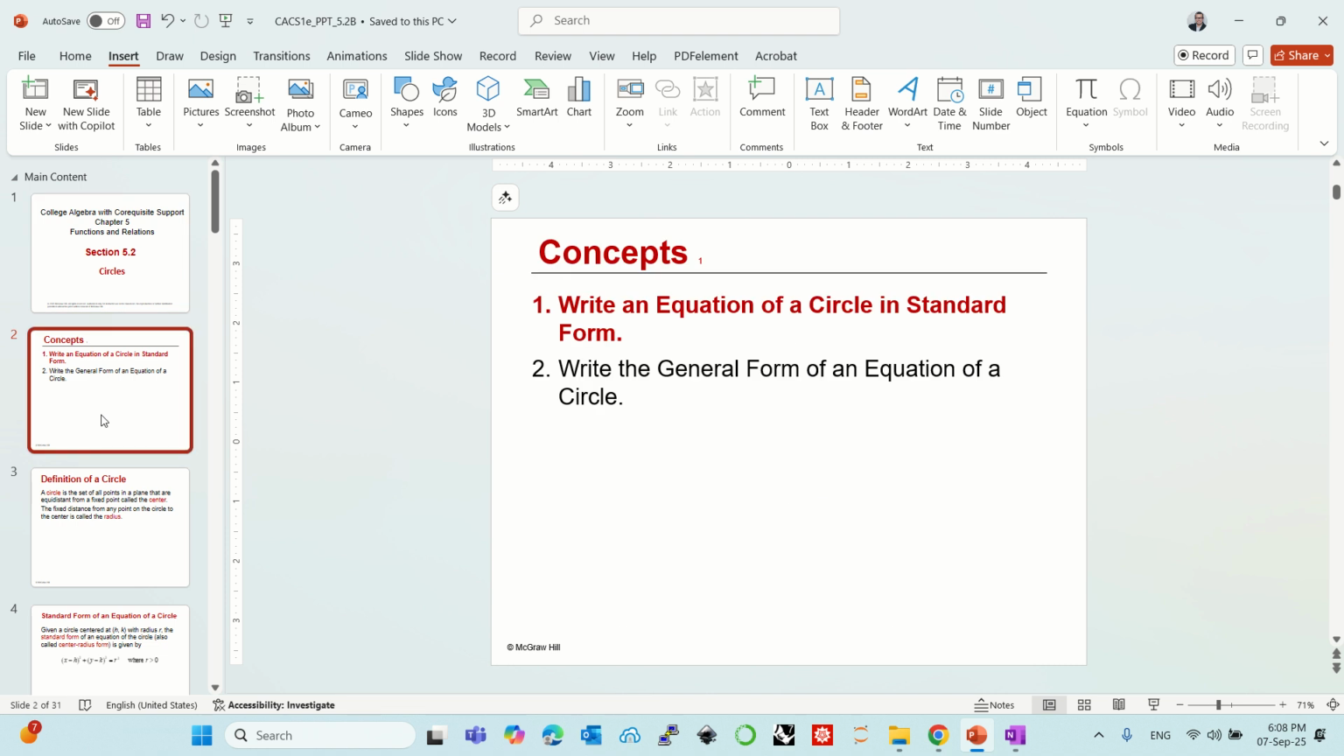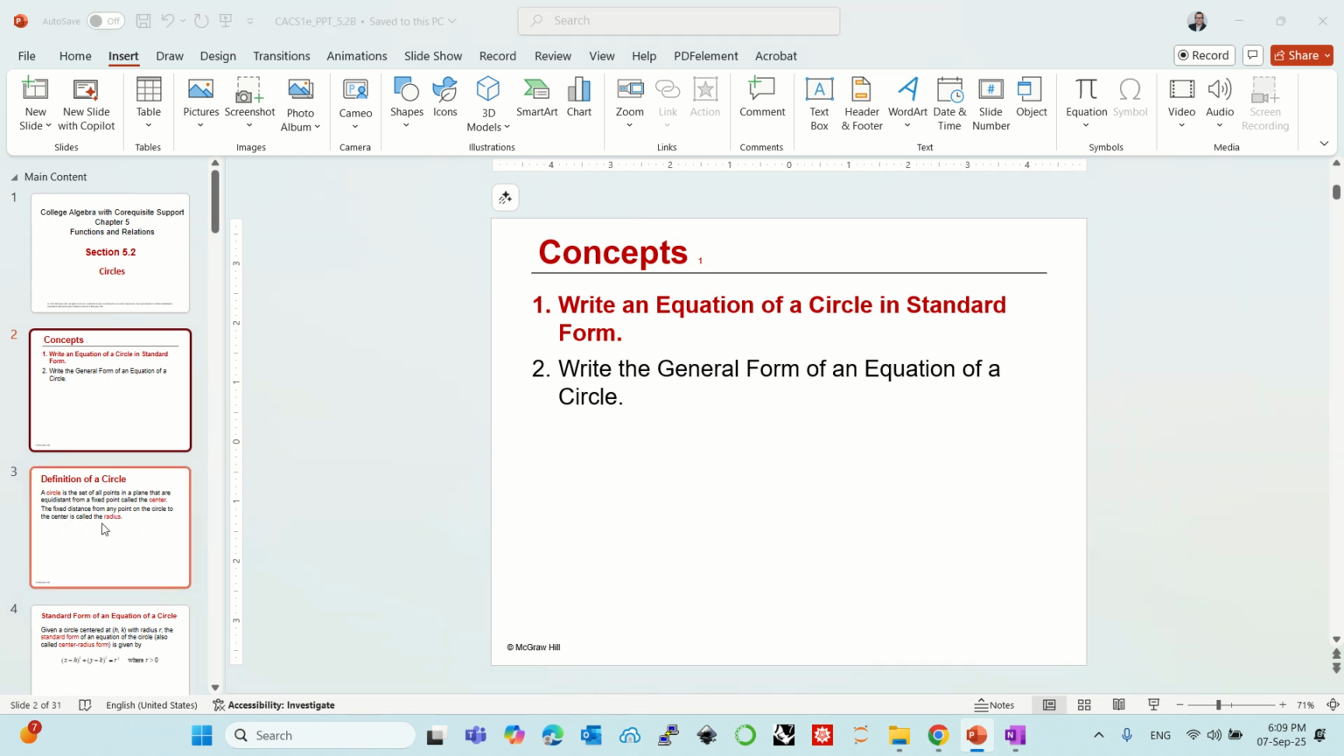This presentation is divided into two subsections. The first one, we're gonna learn how to write an equation of a circle in standard form, and also we're gonna learn how to write the general form of an equation of a circle. So we're gonna learn in both forms how to write an equation of a circle as well as to plot or graph a circle.